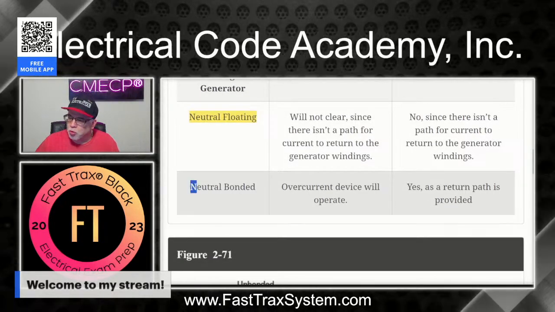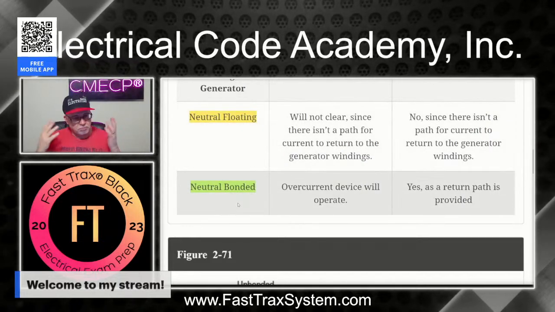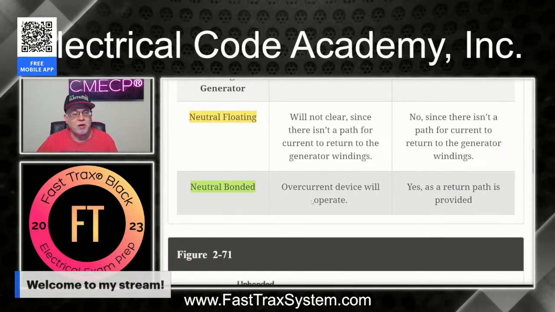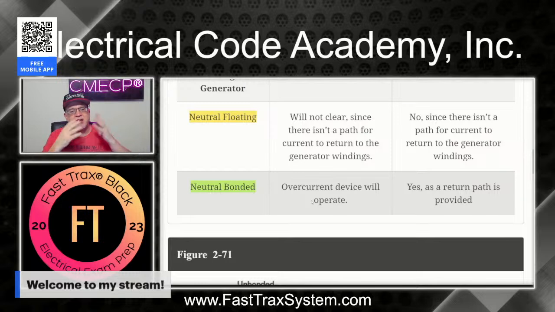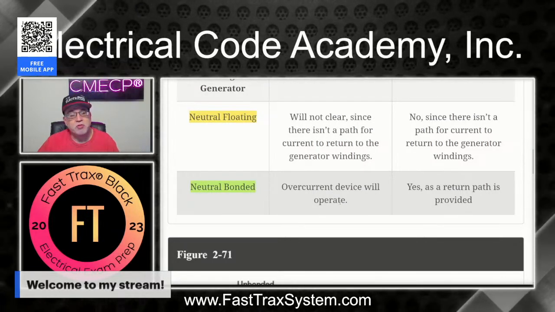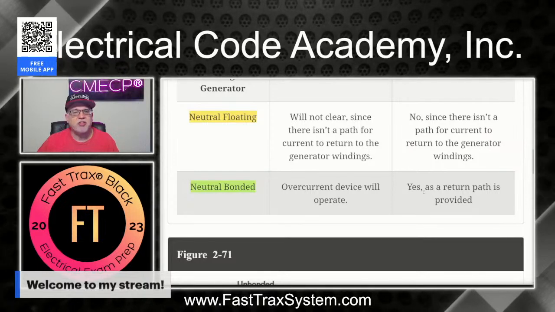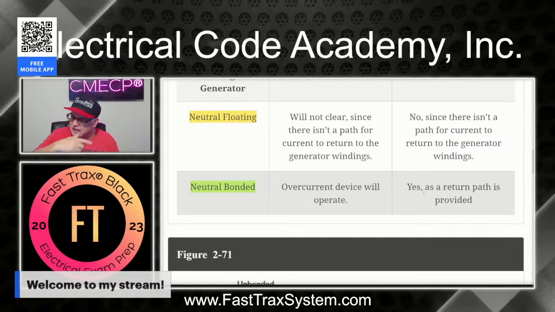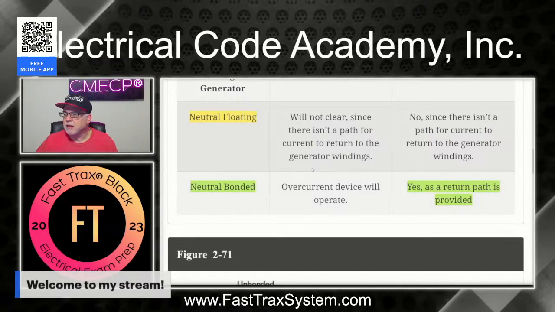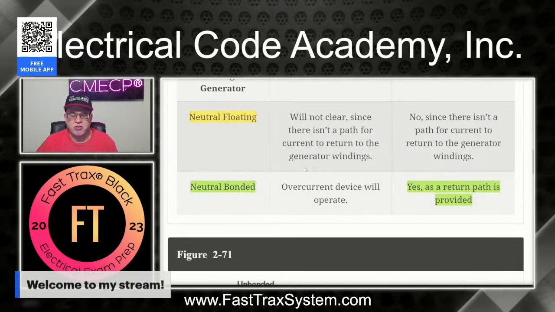Now, neutral bonded generators, the one that has that jumper, the first one we talked about. The overcurrent device will operate as normal. It allows that ground fault current to skyrocket at the point of the fault, allows that to get back to the source and complete that path. Now that overcurrent device will function quickly as it's supposed to. And then the GFCI, because there is a return path on a ground fault condition, will function adequately as well. So these are all good things. That's why you want to have a neutral bonded generator.